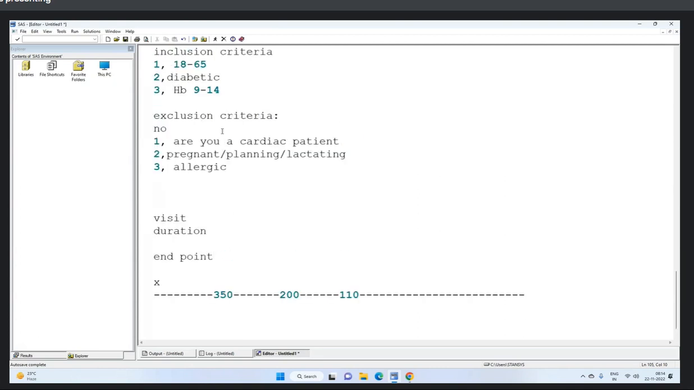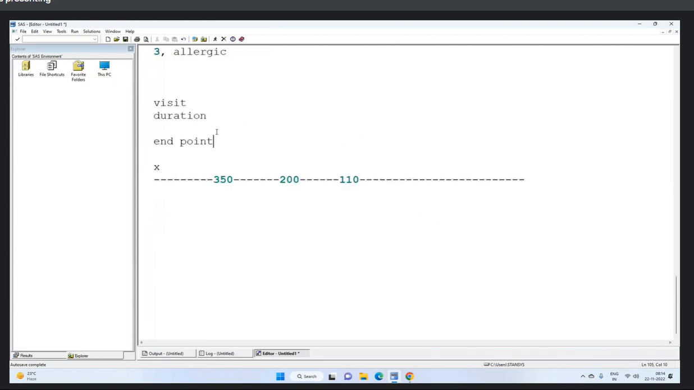So we are going to design a protocol. Once the protocol design has been completed, the next step that we are going to do, we are going to design a CRF sheet. What is CRF sheet? Case report form. What is a case report form? How does it look like?